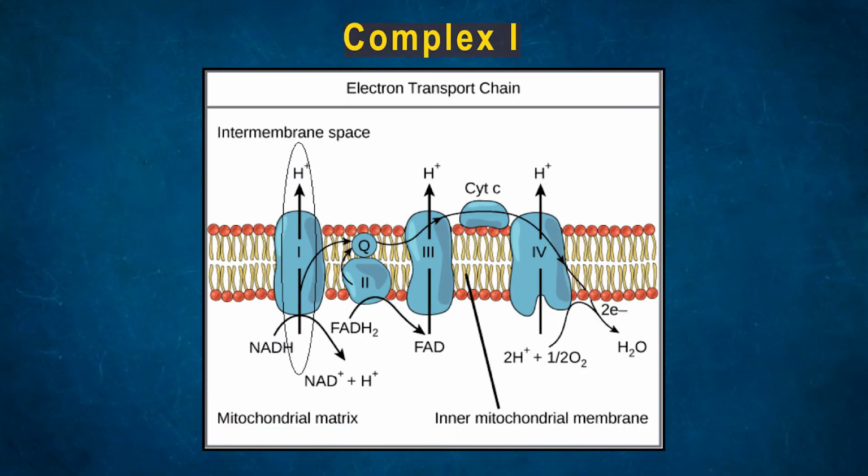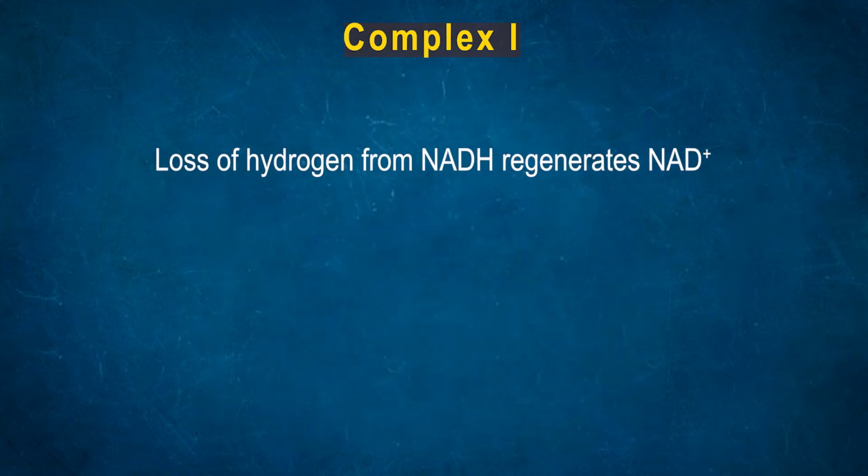So I have told you about different complexes. Let's start with complex 1. Complex 1 can also be called NADH coenzyme Q oxidoreductase. Electron transport begins when hydrogen ions and electrons are transferred from NADH, having the least redox potential, to complex 1 using FMN and a series of iron sulfur clusters. Loss of hydrogen from NADH regenerates NAD+, which can be used in glycolysis or the TCA cycle.